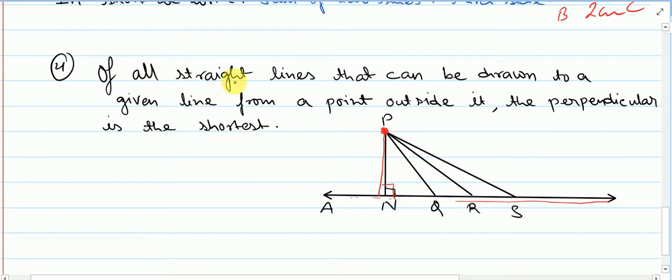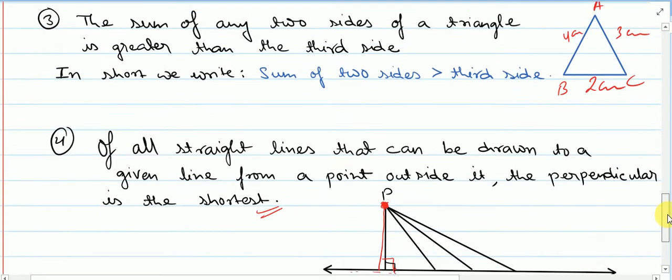So here, of all straight lines that can be drawn to a given line from a point outside, the perpendicular is the shortest. Like here, from this point I have drawn lines PN, PQ, PR, PS, and you'll find that out of these lines, this PN, that means the perpendicular, is the shortest one. So these four things you're supposed to remember, and you will write it down in your maths copy.